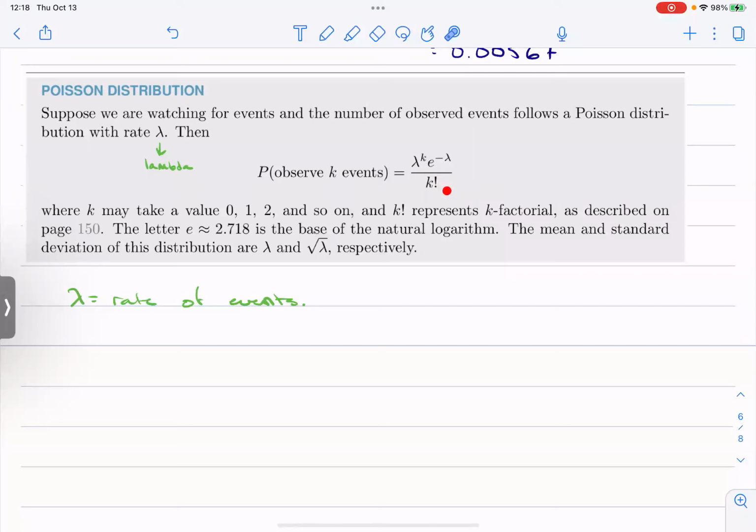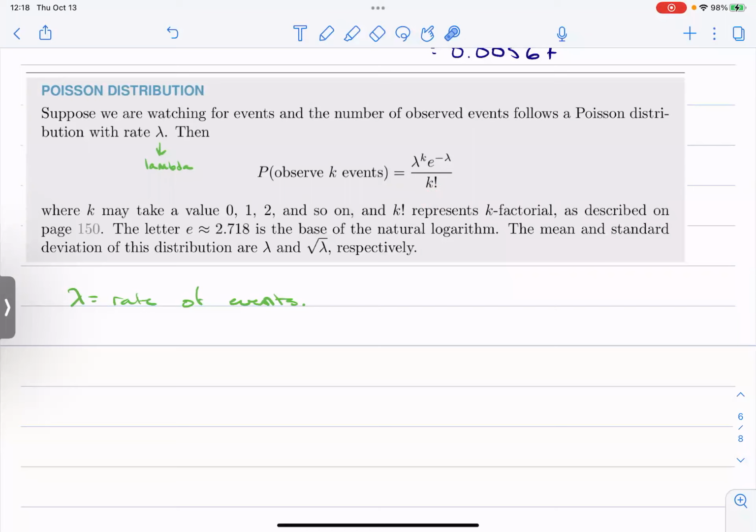The factorial I skipped with the choose function. Really, k factorial is k times k minus 1 times k minus 2, so 10 factorial would be 10 times 9 times 8 times 7 times 6, counting down all the way up to 1. Let's leave the Poisson here.